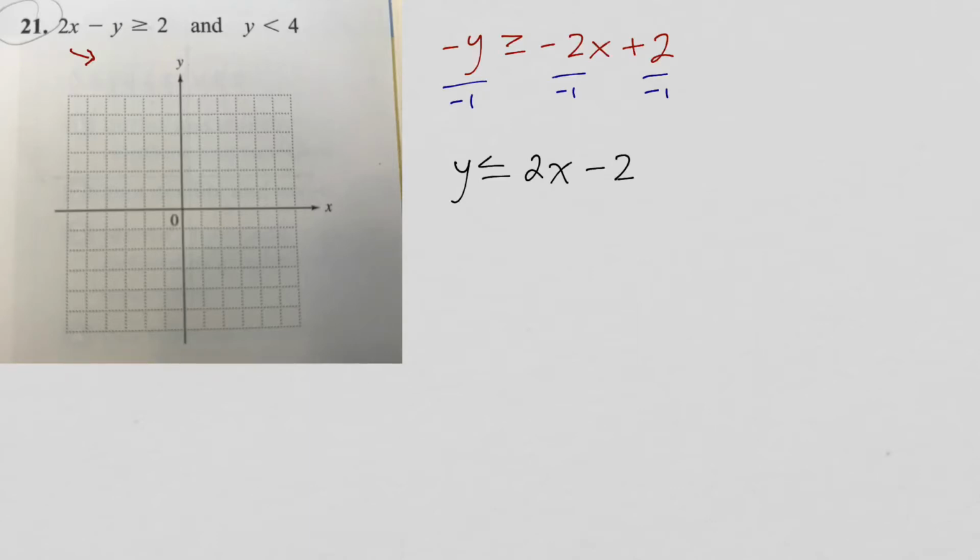So here's our y-intercept, negative 2. And this is like a 2 over 1, so we'll rise 2 and run 1. And it's going to be a solid line because of the equal sign. So using a straight edge, which I don't have, we're going to do something like this. Okay? All right. Now, for the y is less than 4, there is no slope, so we have 1, 2, 3, 4, and this is going to be a dashed line, and it's going to be completely horizontal.